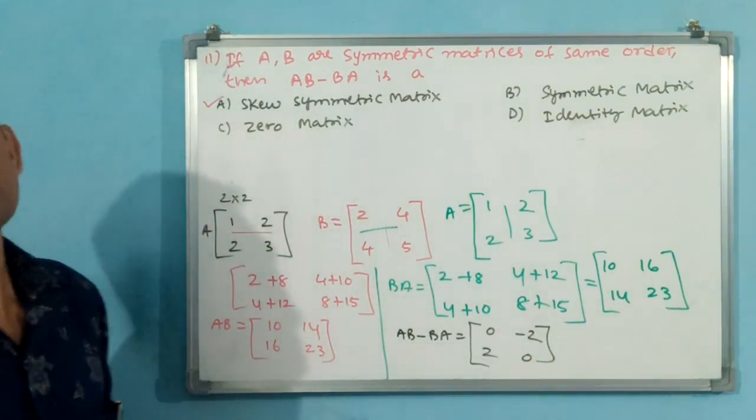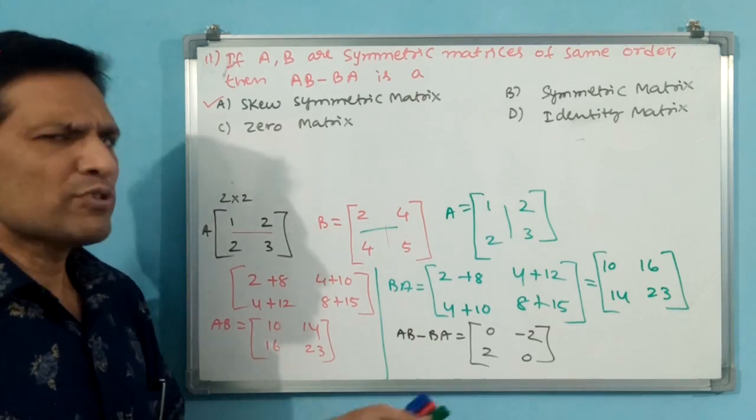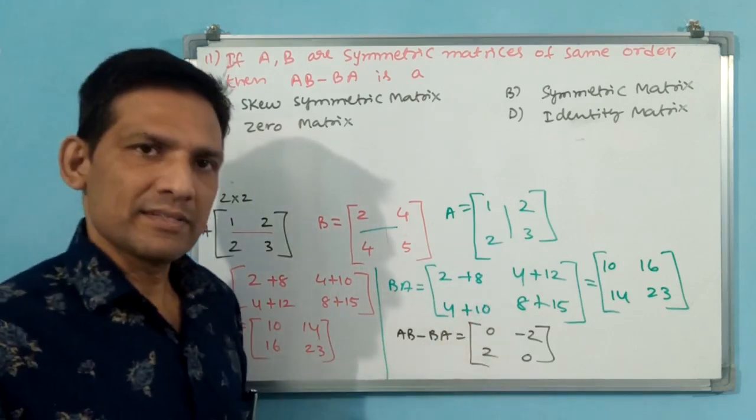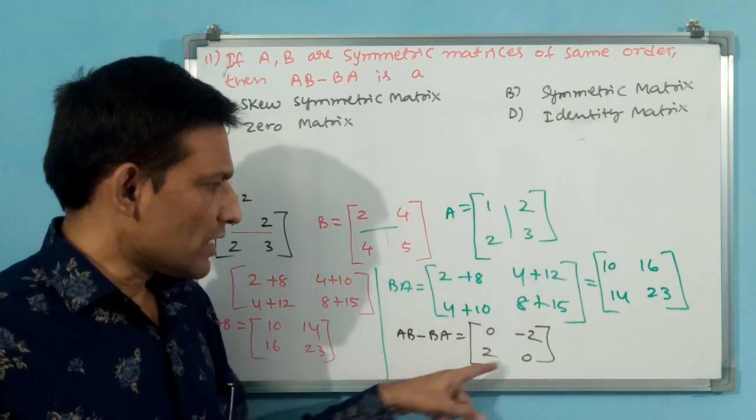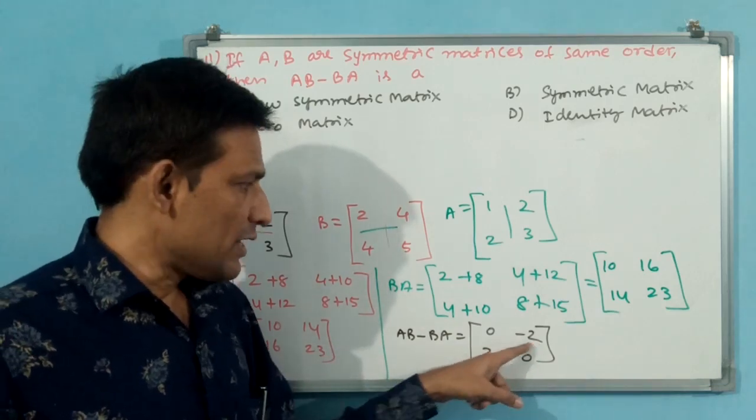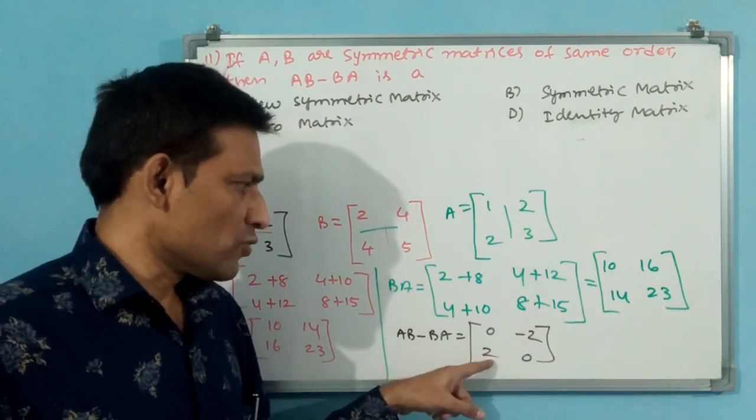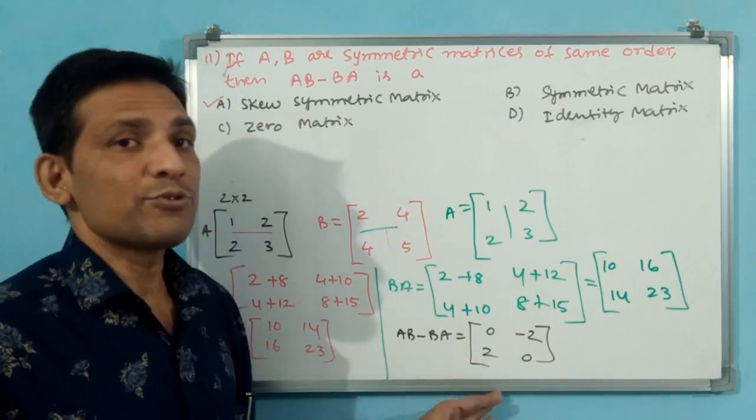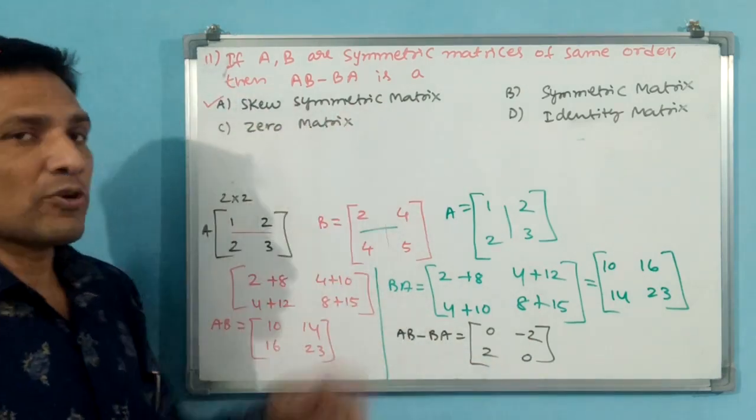What is it? Skew symmetric matrix. Why? Because see, it is a square matrix, the diagonal is zeros, and the opposite elements have the same value with a negative sign. You see, minus 2 means 2 will come here, and 2 comes means minus 2 will come. This is a skew symmetric matrix. Skew symmetric matrix is the answer you are going to keep.